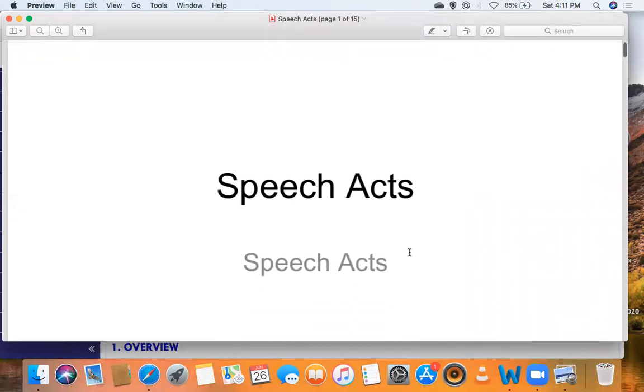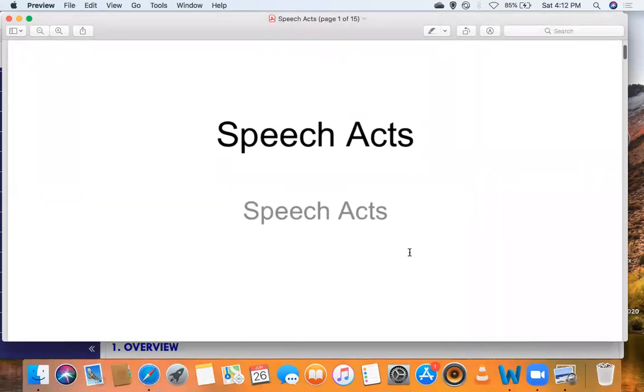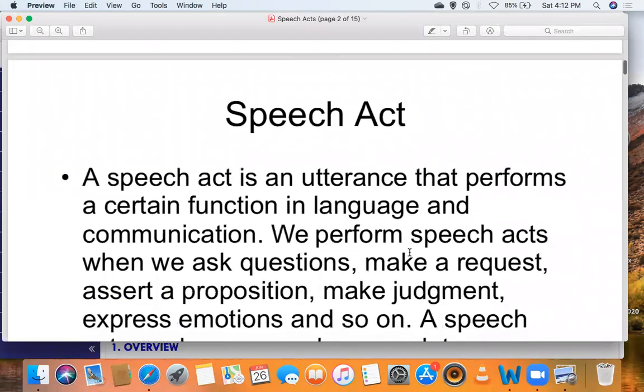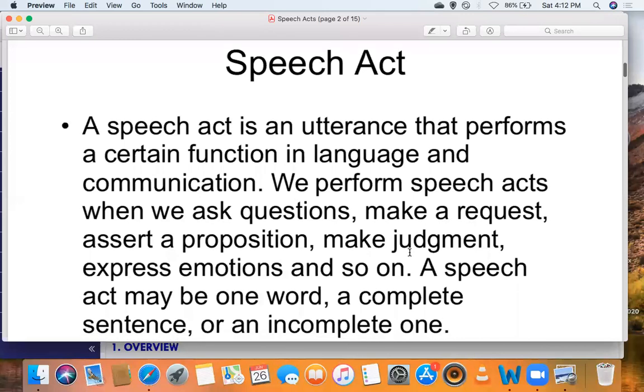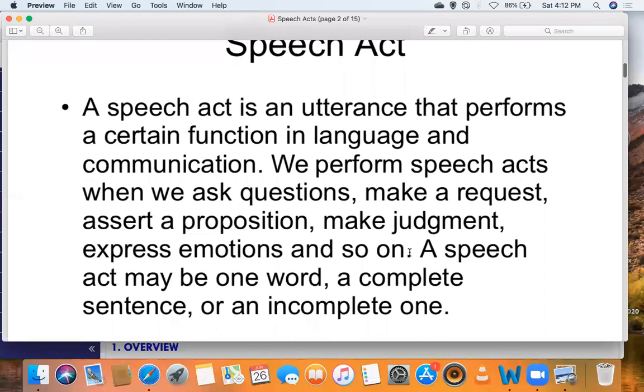Today we're looking at speech acts. What is a speech act? A speech act is an utterance that performs a certain function in language and communication. We perform speech acts when we ask questions, when we make a request, when we make a proposition, when we make a judgment, when we express emotions, and so on.